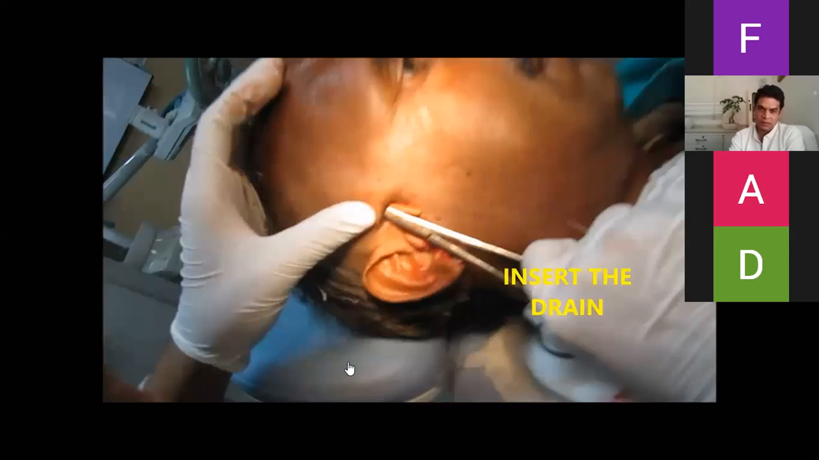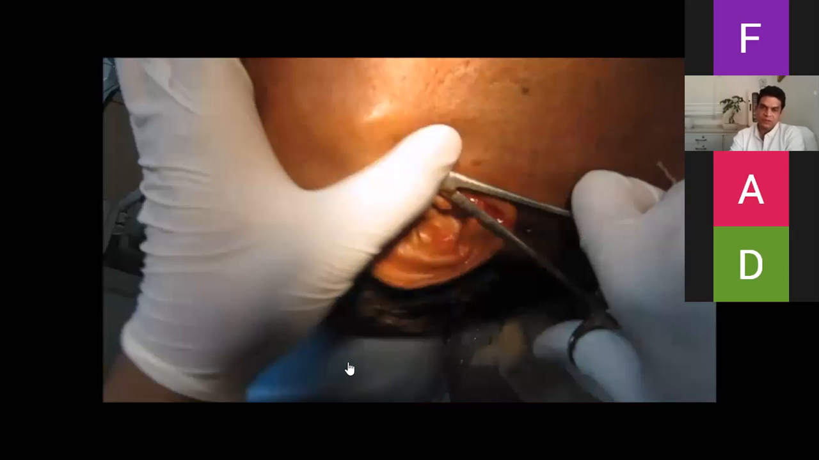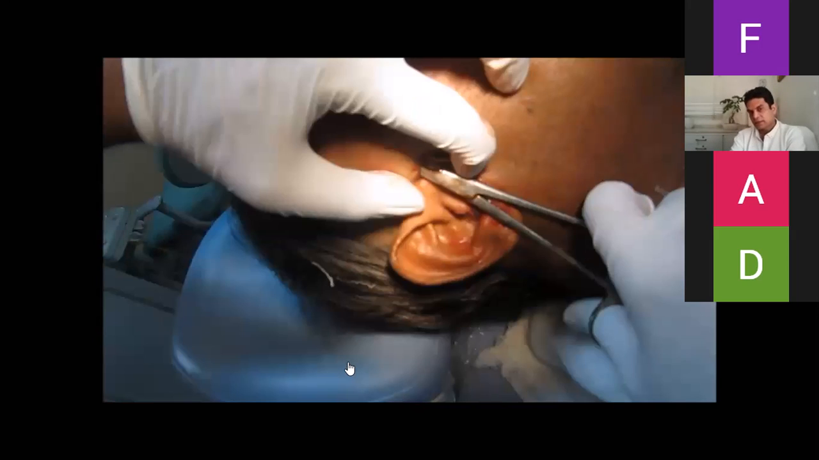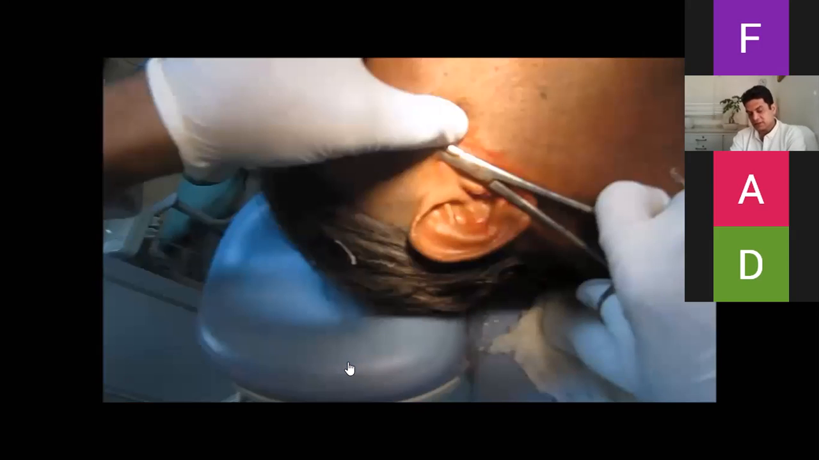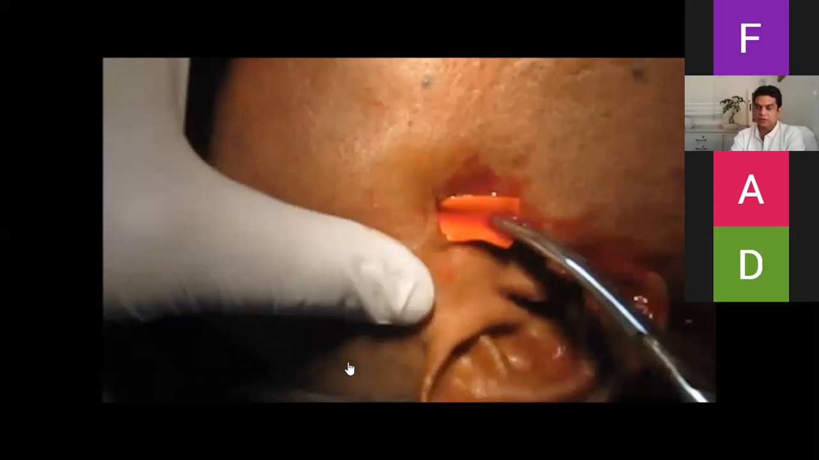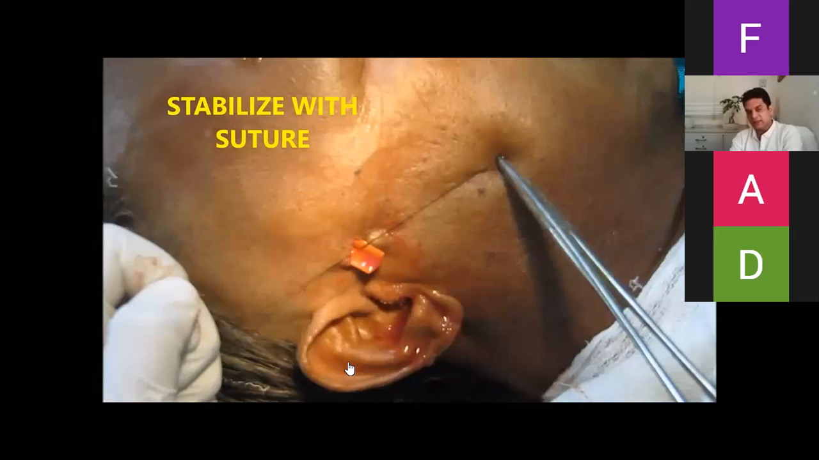Now, once the abscess is drained, we put a corrugated rubber drain into that space with the help of an artery forceps or a needle holder. It is important that the upper part of the rubber drain enters that space, not the subcutaneous tissue. Then you check the patency of the drain, and then you suture it to the underlying skin.